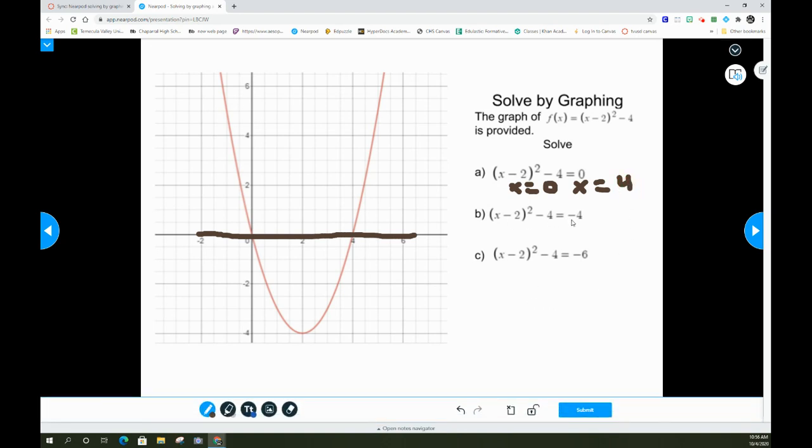All right, now it's the same graph, it's just equal to negative 4. So here, you draw a line at negative 4.